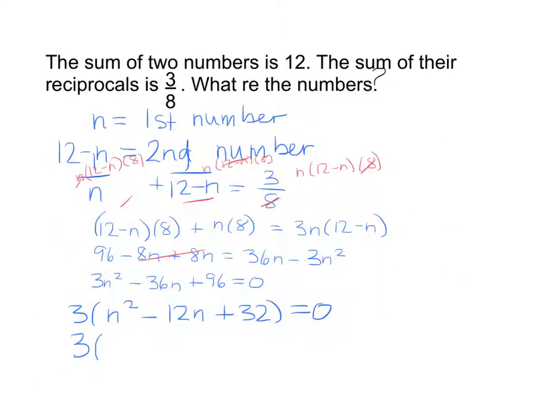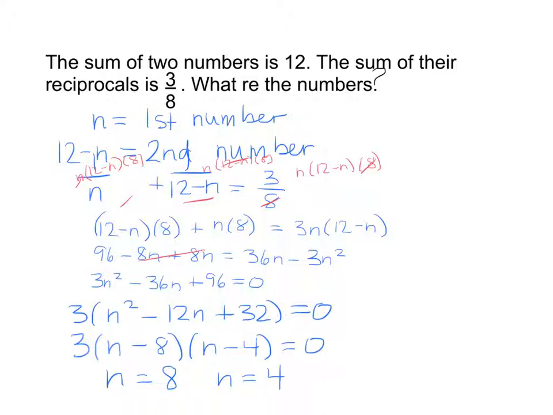Can we factor that? n minus 8, n minus 4. Does that look right? So this says n equals 8 and n equals 4. And what that means is that the first number could either be 8 or 4. If the first number is 8, what's the second number? 4. And if the first number is 4, the second number is 8.